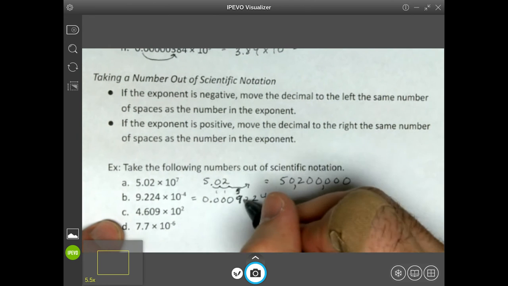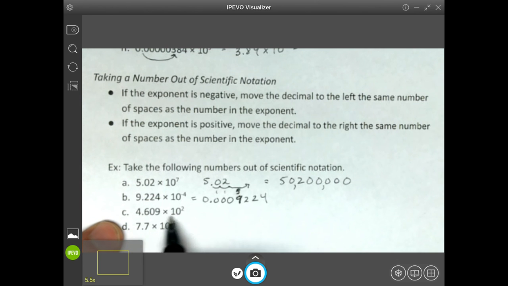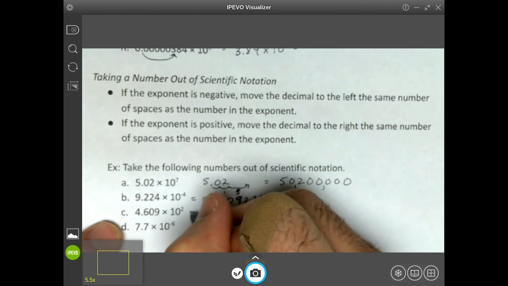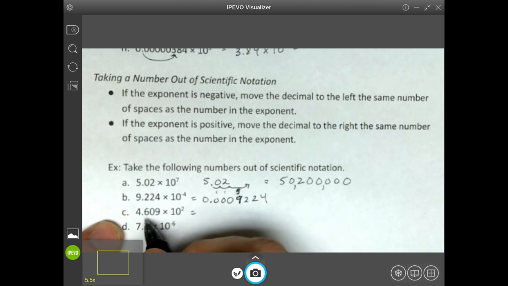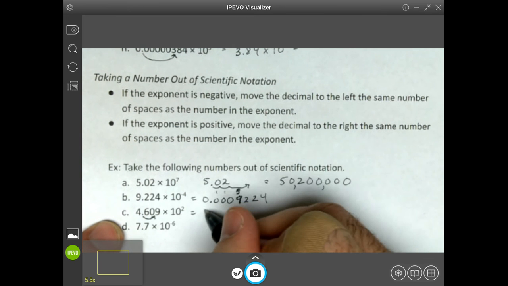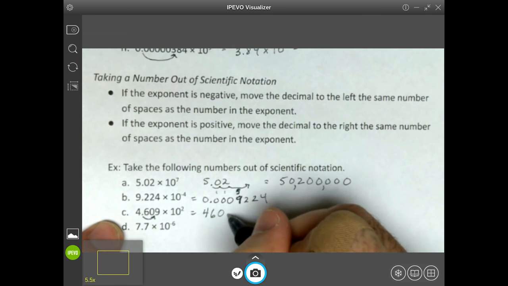Okay. 4.609 times 10 to the second. What is that going to become? Move it 2 to the right, so 460.9.